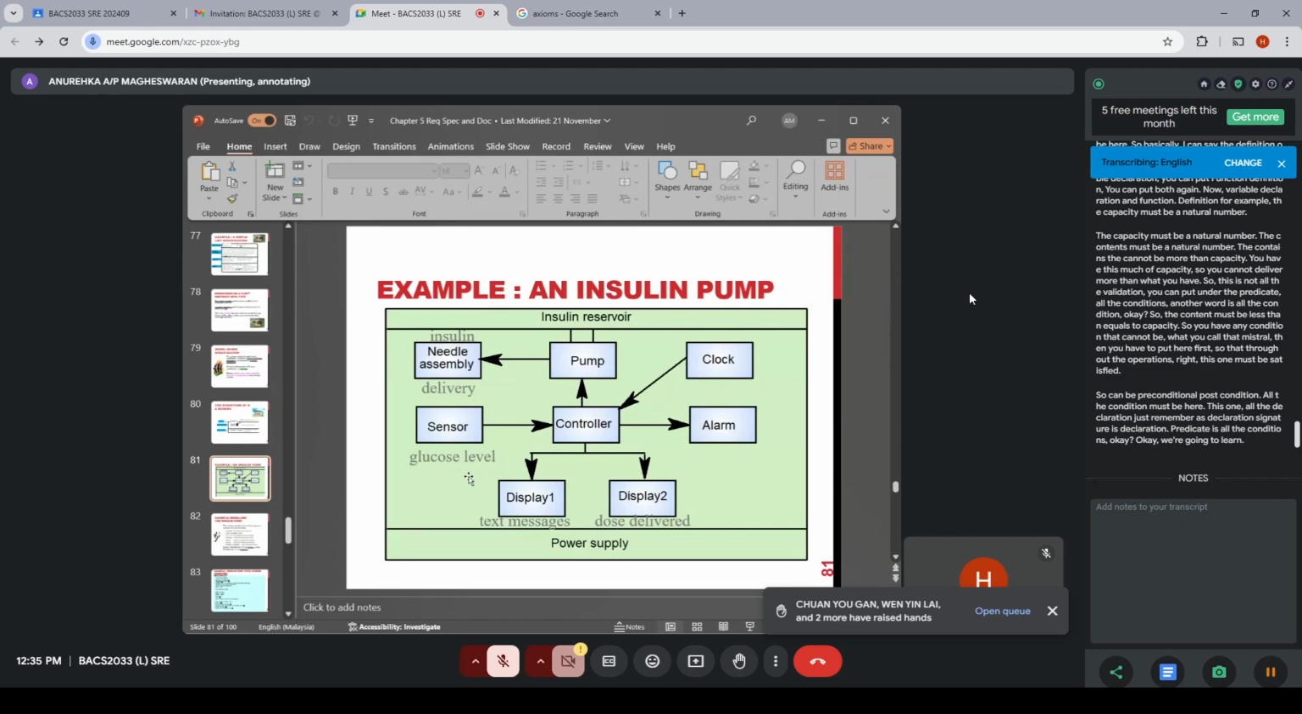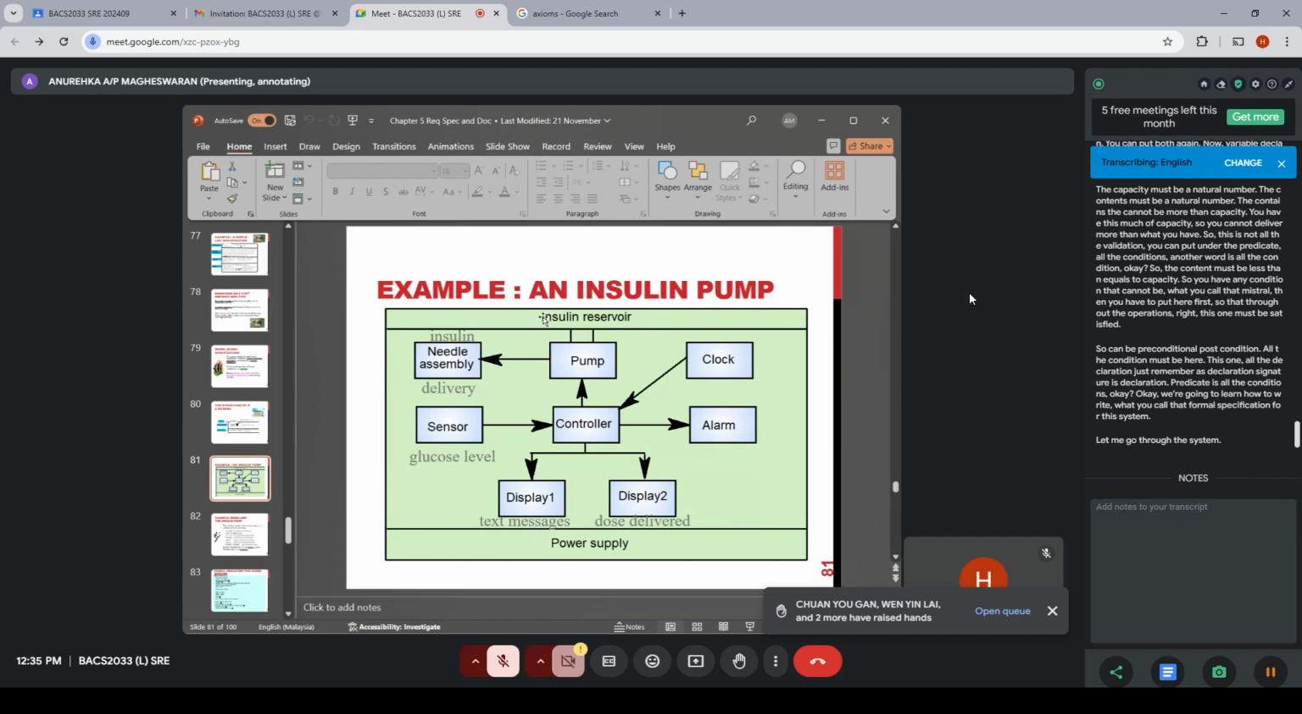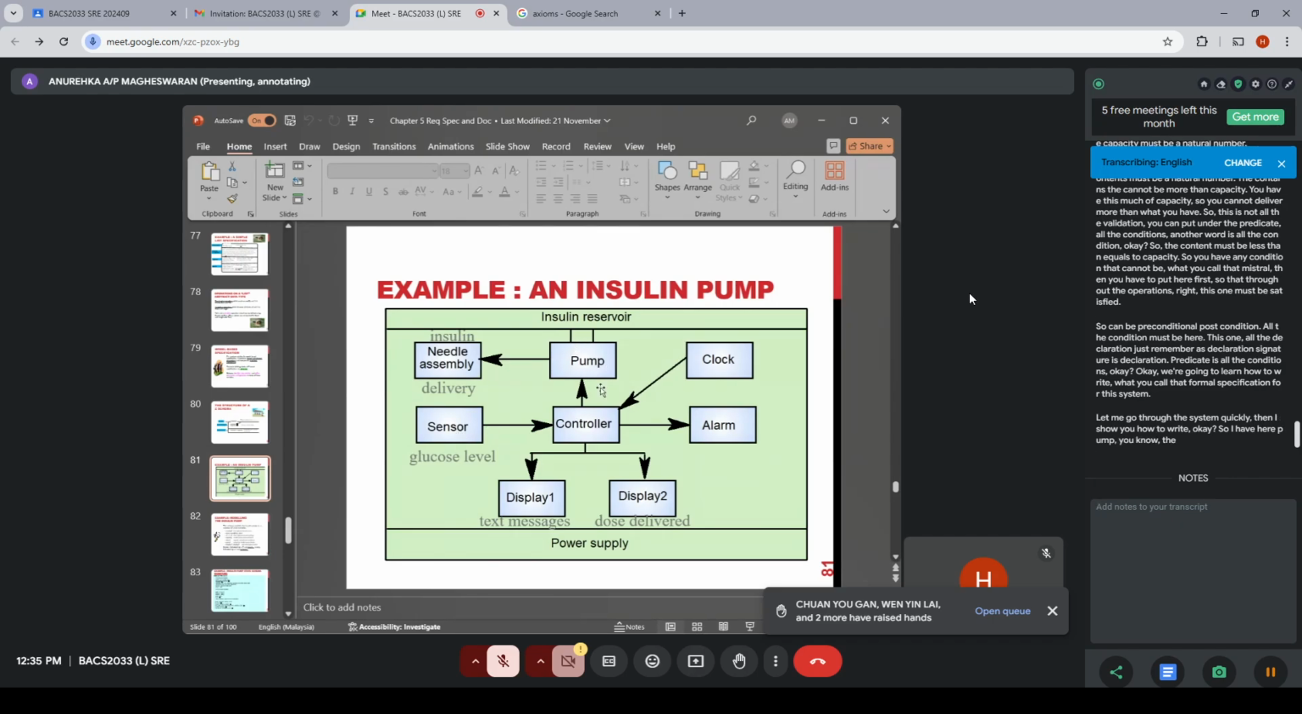We're going to learn how to write a formal specification for this system. Let me go through the system quickly, then I'll show you how to write it. So I have here a pump, the pump which will release the insulin to the patient.